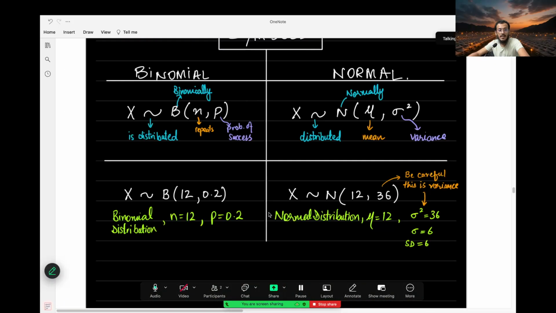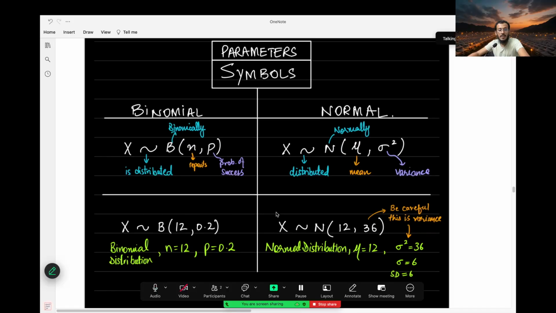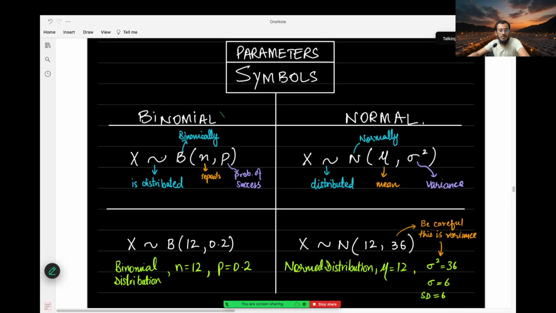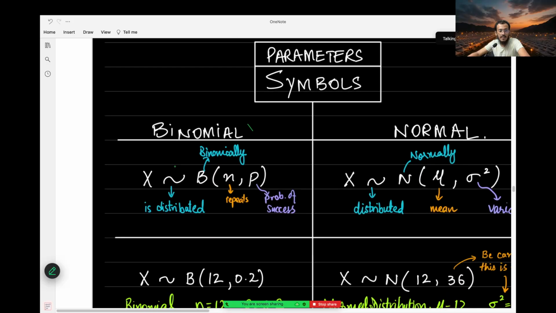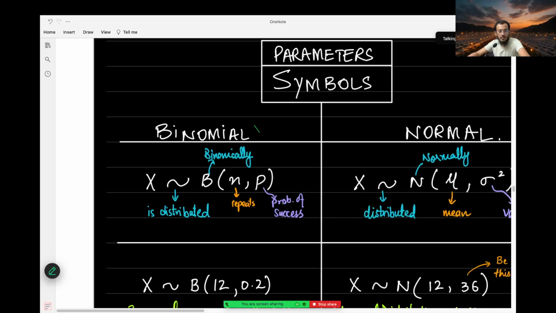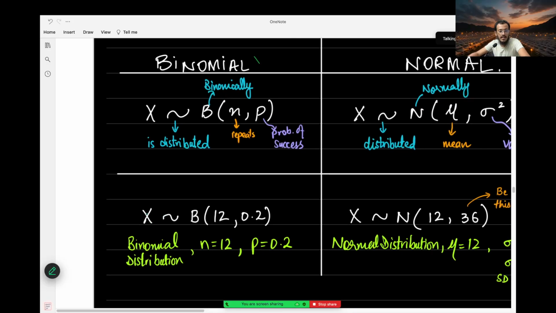Previously, when we learned binomial, we represented the binomial distribution with x, and this symbol means distributed. X is distributed binomially, and we had n and p. N means number of repeats and p the probability of success. So when they said, for example, x is distributed binomially 12, 0.2, what does that mean? n equals 12 and p equals 0.2.